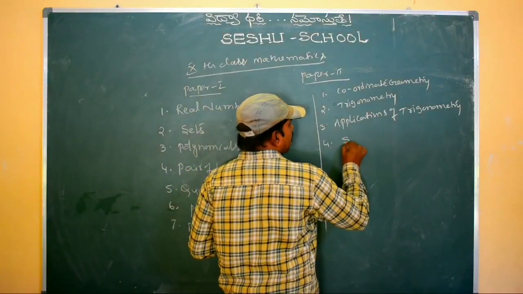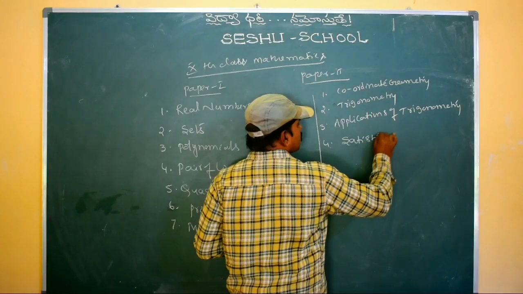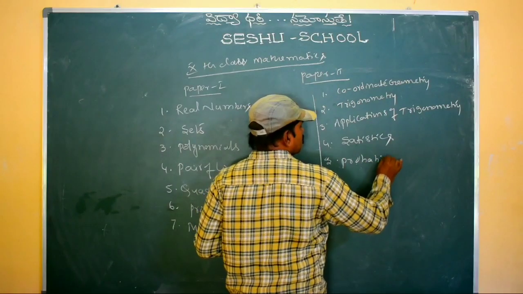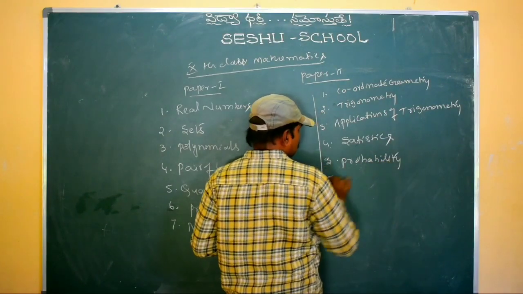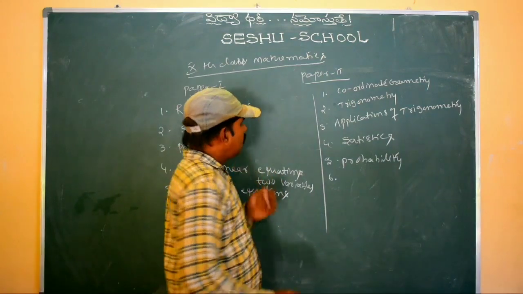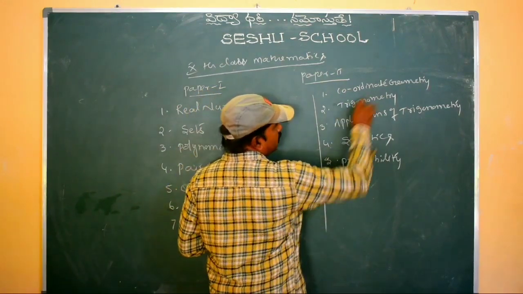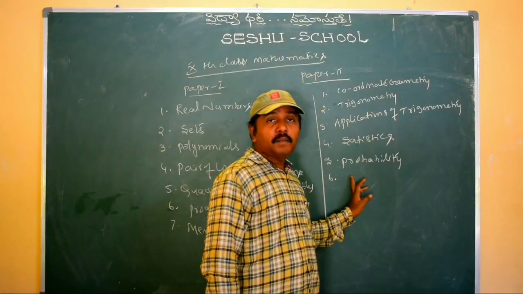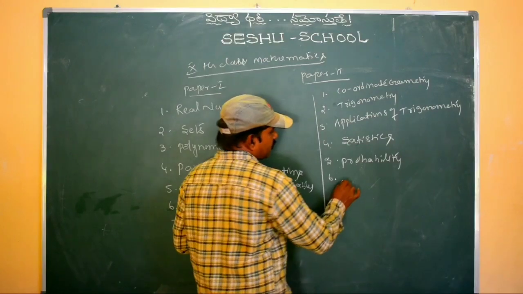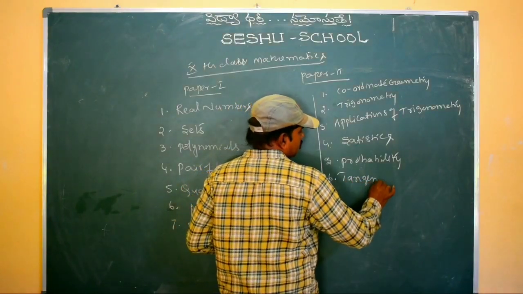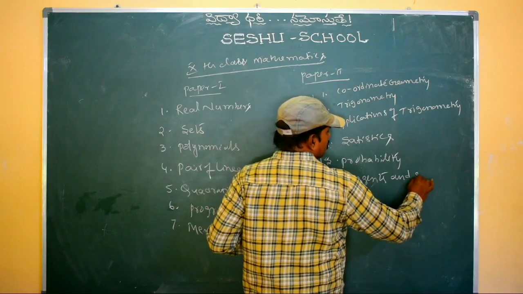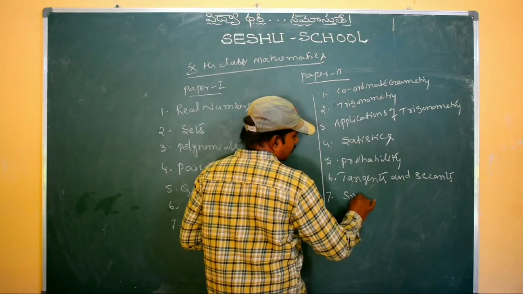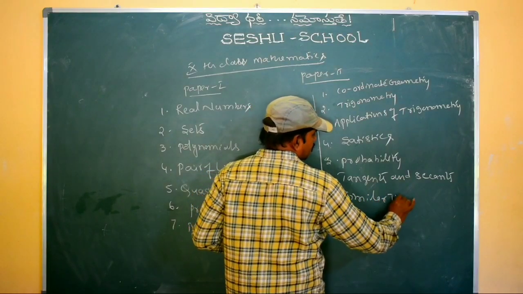Next, statistics, probability. Sixth one, coordinate geometry, trigonometry, applications of trigonometry, statistics, probability, tangents and secants. Similar triangles.